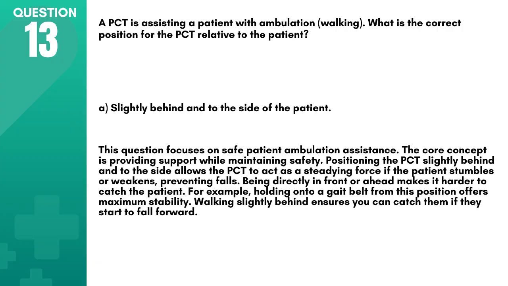Answer: A. Slightly behind and to the side of the patient. This question focuses on safe patient ambulation assistance. The core concept is providing support while maintaining safety. Positioning the PCT slightly behind and to the side allows the PCT to act as a steadying force if the patient stumbles or weakens, preventing falls.